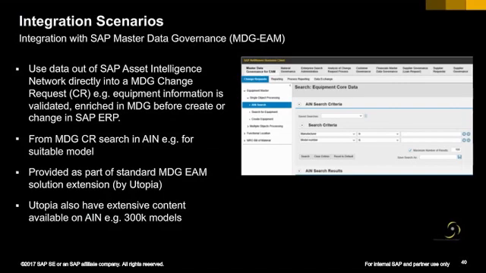MDG EAM is developed by partner Utopia and is sold as a solution extension. Utopia was also one of the first premium customers in AIN, and their vision is to have 300,000 models published within AIN.